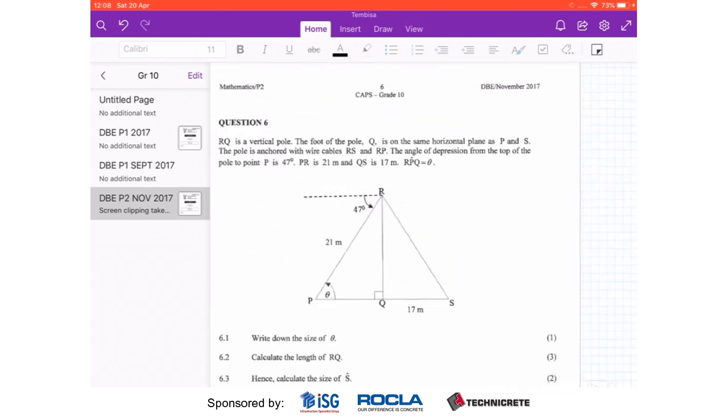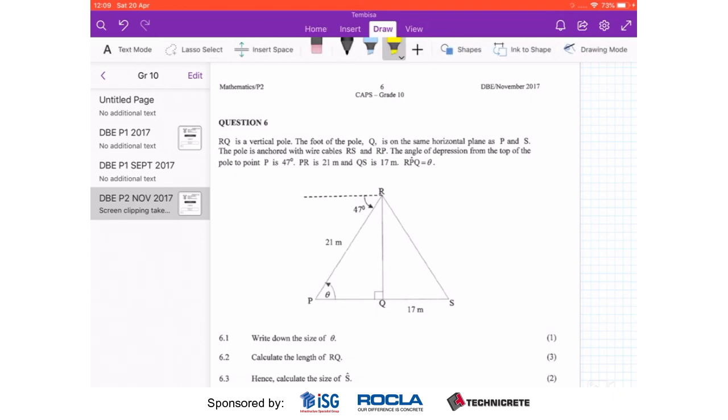So it says RQ is a vertical pole. The foot of the pole Q is on the same horizontal plane as Q and S. The pole is anchored with wire cables RS and RQ. The angle of depression at the top is 47. They give me one value to be 21 and they give me another to be 17. The first question says calculate the size of Q.